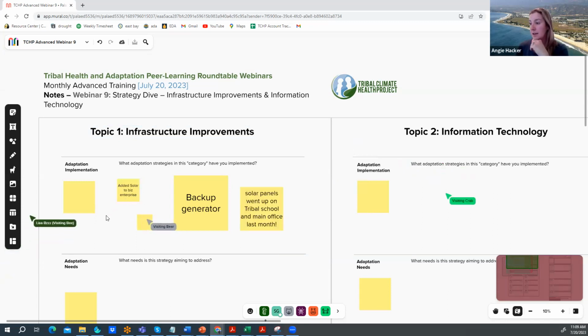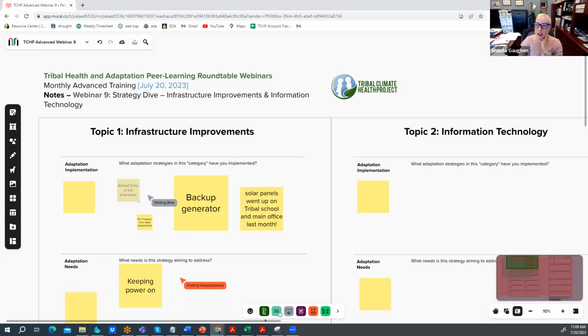All right, I'm seeing some folks putting some stuff here: added solar to Biz Enterprise. Okay, so we're doing solar. Whoever put that in, are you considering storage along with that? Or maybe you're not able to unmute. I think, is that you, John? Because I just saw you unmute.